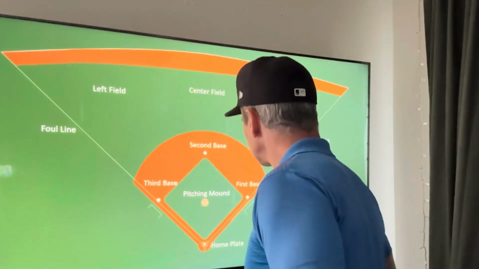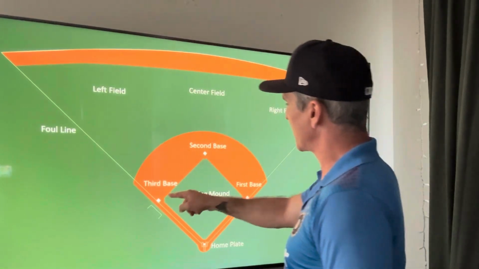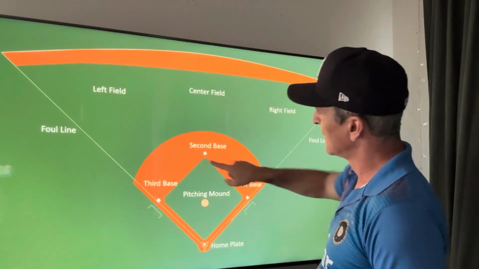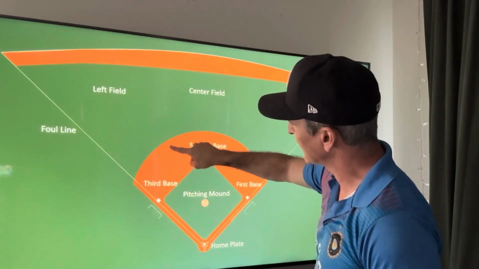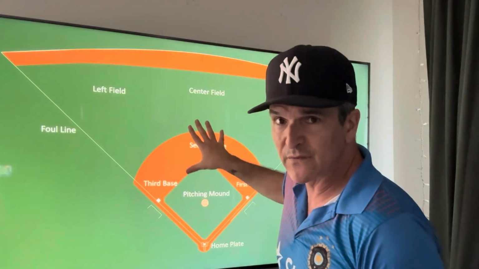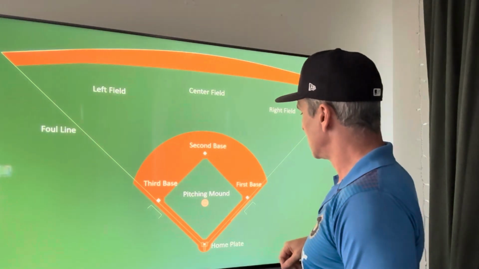Recapping. Home, first, second, third. That's the pitching mound. Left, center, right. Shortstop plays right there. 9 players are on the field on defense at any given time.